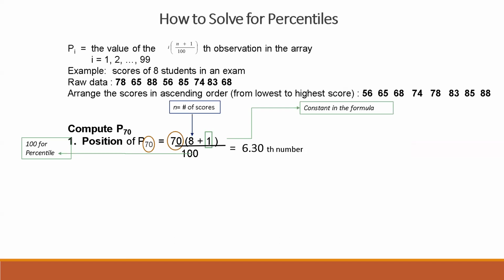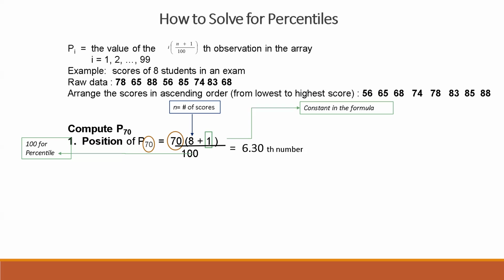So using the position locator formula, I is multiplied by n plus 1 divided by 100. The denominator is 100 because we are solving for percentiles. So suppose we have this data representing the scores of 8 students in an exam. These scores are 78, 65, 88, 56, 85, 74, 83, and 68. We arrange these scores in ascending order from lowest to highest. These scores become 56, 65, 68, 74, 78, 83, 85, and 88.